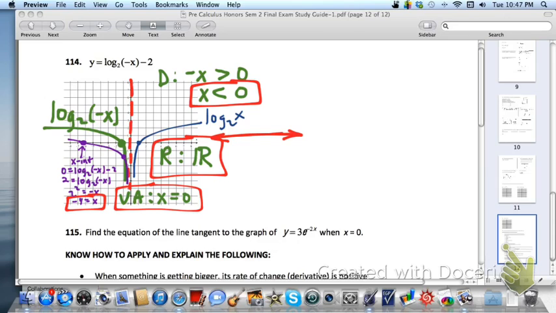And then I think that's domain, range, asymptotes, and intercepts. So there we go. That's it for number 114.